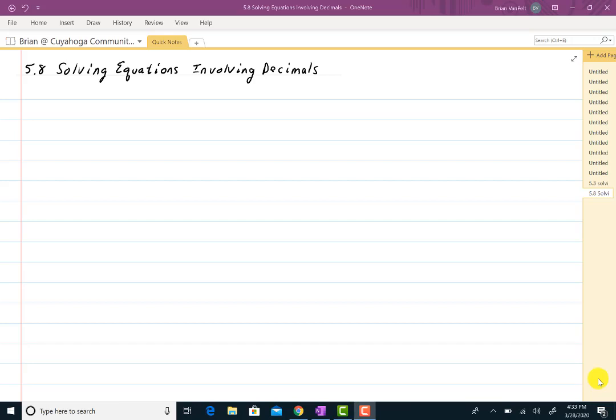In this section, we're going to be solving equations that involve decimals. There's no real new material I have to do. I just have to show you that solving the equations uses the exact same methods that we've already done. So let me just grab some examples to tell you what I'm talking about.